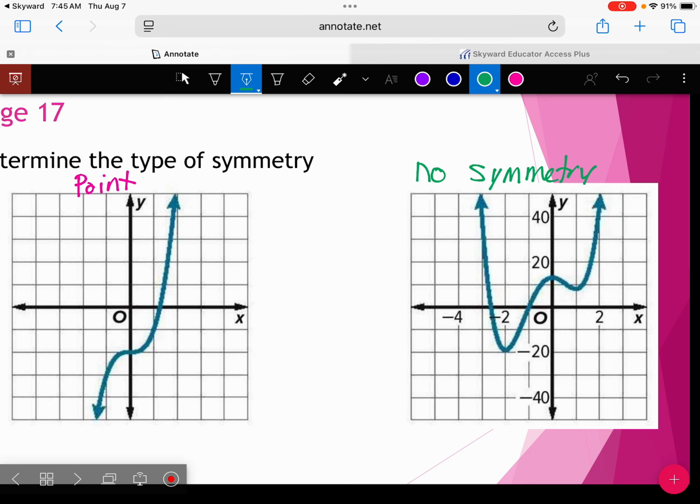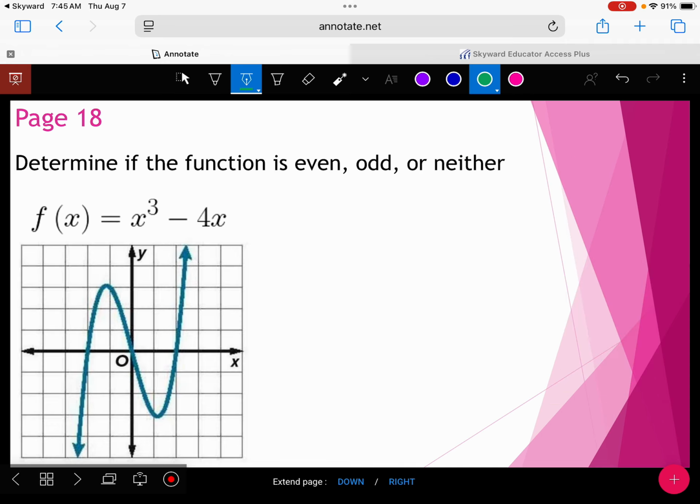So what we're going to do on the next page, we've got 3 more graphs to look at, and we can kind of see what we think about them. But we're going to be actually looking at these algebraically, which is a kind of obnoxious way to do it, but it's a thing. And move. There we go. So we're going to try and figure out if this is even or odd or neither.